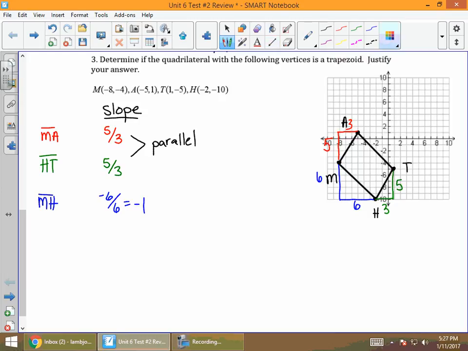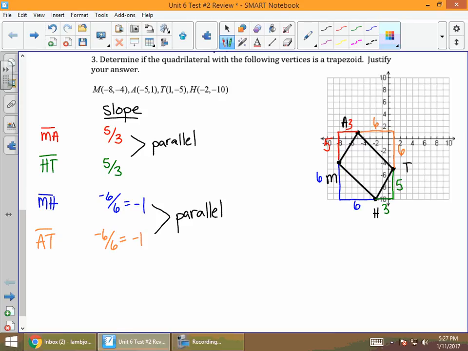All right, side opposite is AT. Make my triangle. From A to T, it goes right 1, 2, 3, 4, 5, 6. Going down 1, 2, 3, 4, 5, 6. So rise over run. It looks like it drops down 6, -6 over the run. Going to the right 6 is +6, which is -1. As I look at MH and AT, -1, -1, these two things are parallel. This has 2 sets of opposite sides parallel.